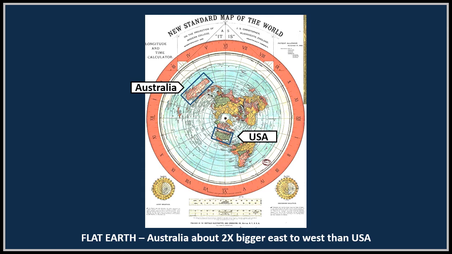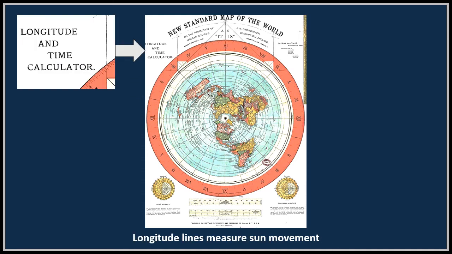But on the flat Earth model, Australia is almost twice the distance east to west. Now I know you've already claimed that this is not your map, but if you had any understanding of the relationship between longitude, the sun, and time, you would understand that yes, this has to be your map.